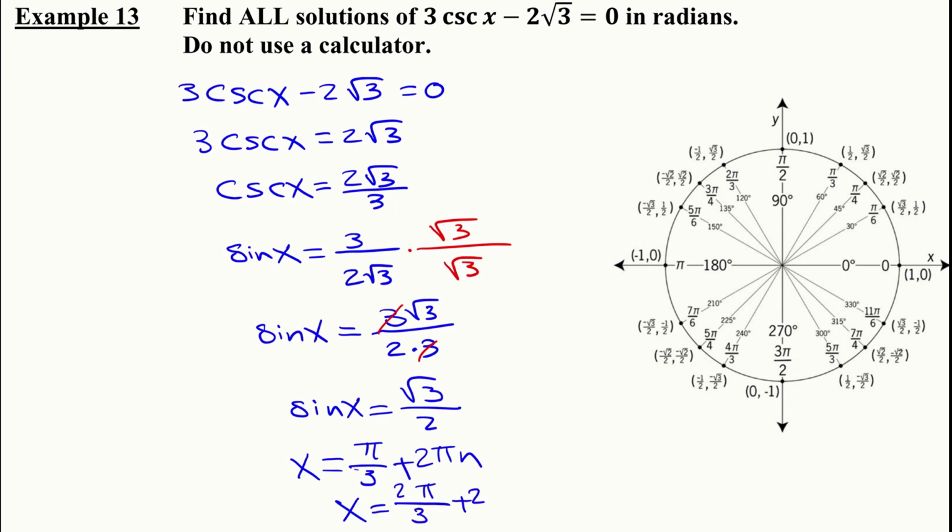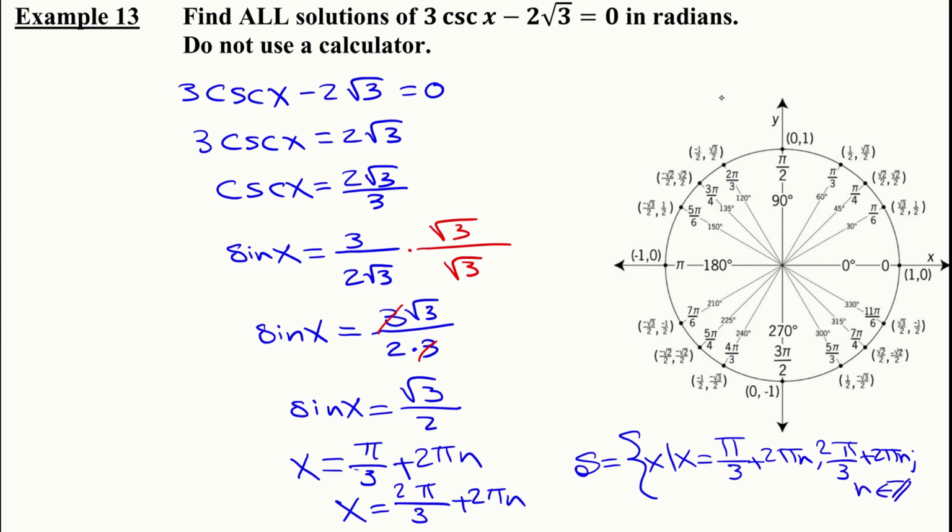plus 2 pi n. If we want to write it formally, we can say the solution set is all x such that x has the form pi over 3 plus 2 pi n, comma, 2 pi over 3 plus 2 pi n, and then you can put a semicolon and describe n. So that has to be any integer.